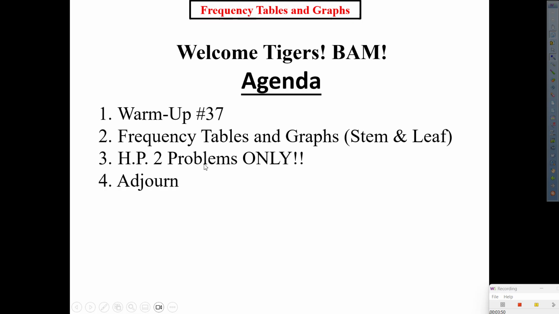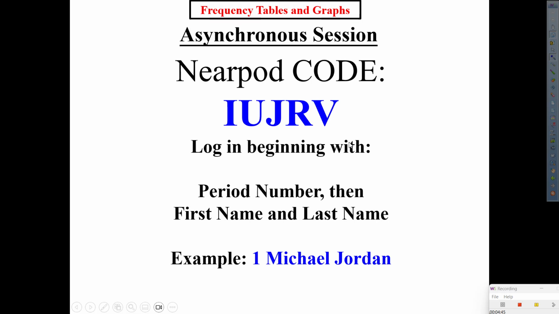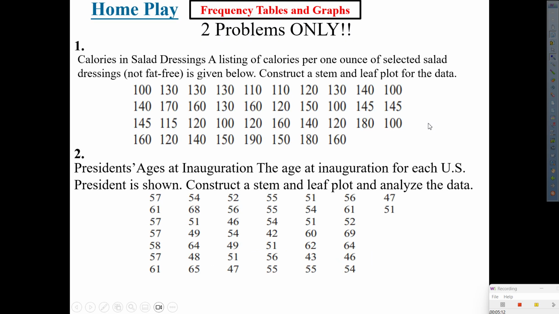Okay, we good? Code to access the homework: IUJRB. Write that down. IUJRB. That's to access the homework. Tell your neighbor the code, please. All right. Good. From there, here's the homework for tonight. Let's go.